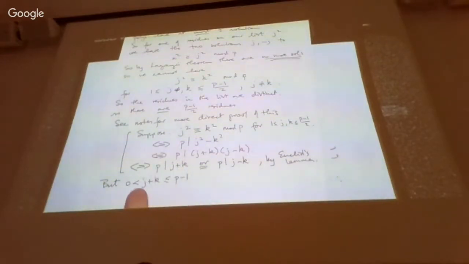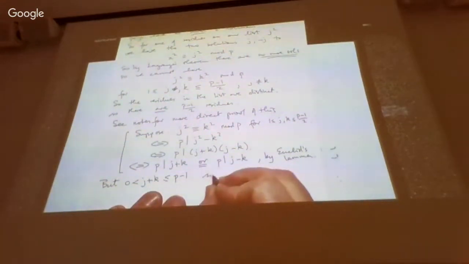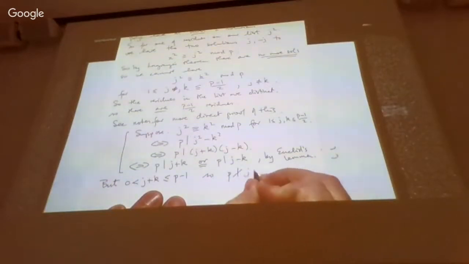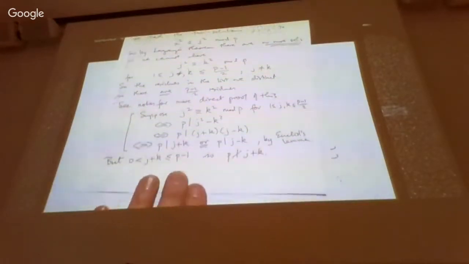Can the prime number p divide any of the integers in this range? No. There are no multiples of p there. 0 is excluded. P does divide 0, everything divides 0. But all the numbers in this range are strictly smaller than p. So p cannot divide j plus k.